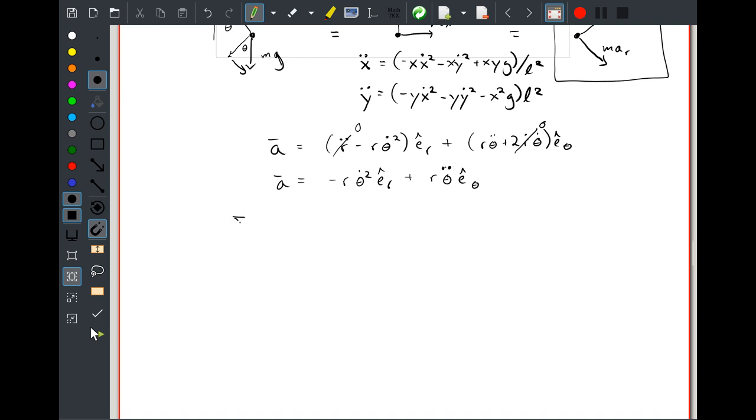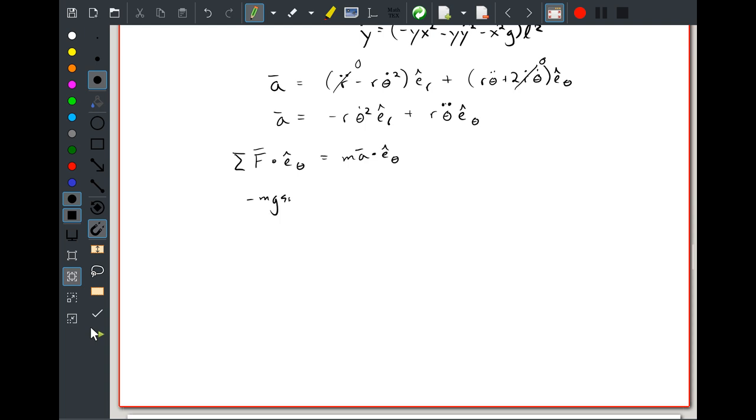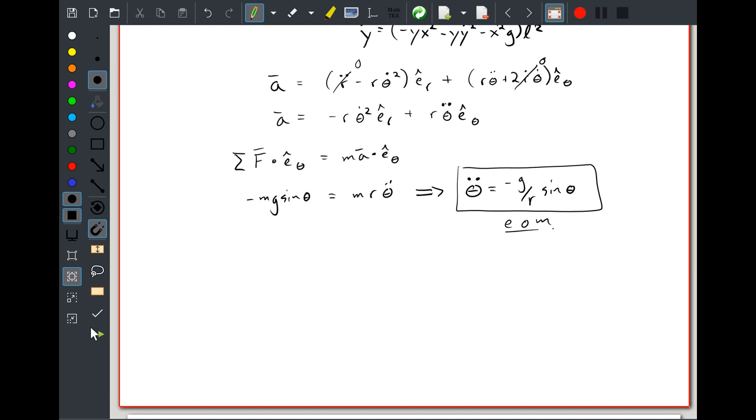So now if I look at the sum of the forces dotted with e theta, this is equal to m a dotted with e theta, that unit vector, and this is equal to negative m g sine theta, which is equal to m r theta double dot. And this gives me my equation of motion. Theta double dot is equal to negative g over r times sine of theta. This equation of motion is nonlinear.